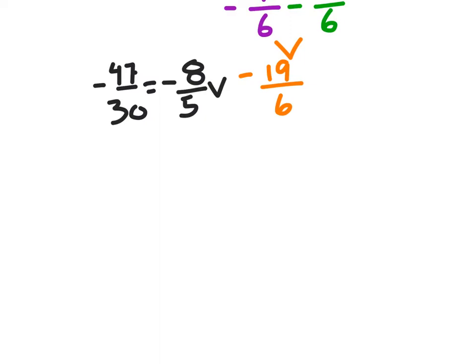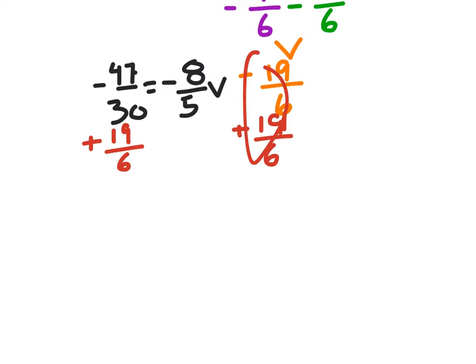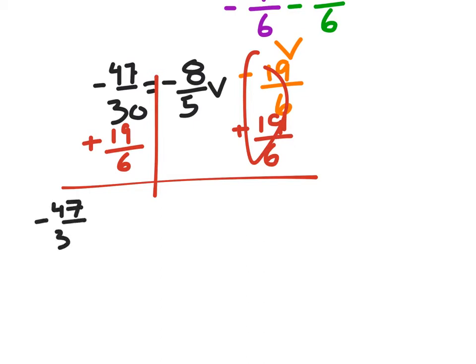Okay, but I don't want that negative 19 sixths v on the right side of the equal sign, so I need to zero it out. So I'm going to add its inverse, the additive inverse, just add its opposite, which in this case is positive 19 sixths. Well, that's okay. I mean, that zeroes that out, right? But right now I have this negative 47 thirtieths, so I'll write this out down here, negative 47 thirtieths. And we're going to add this 19 sixths right there.